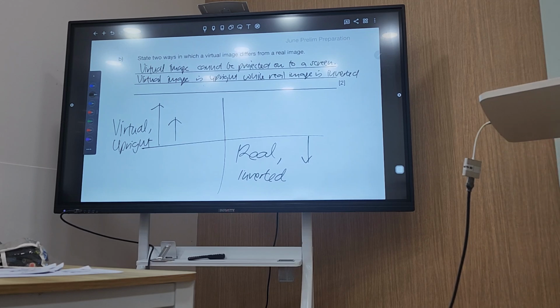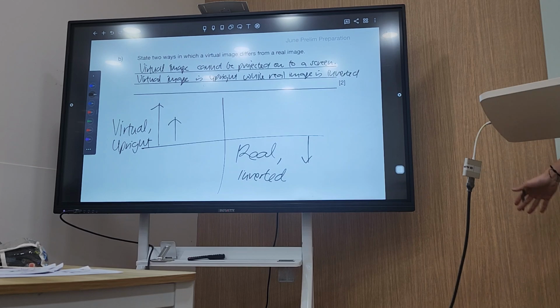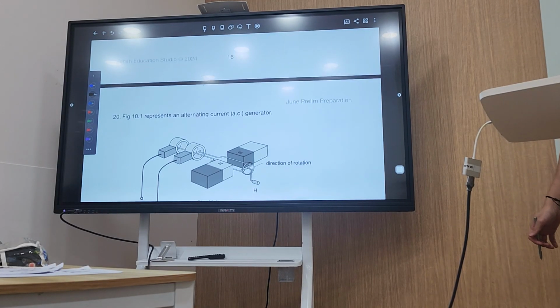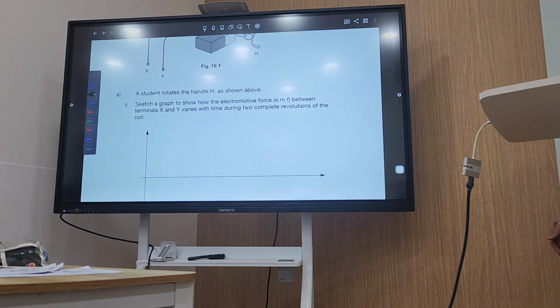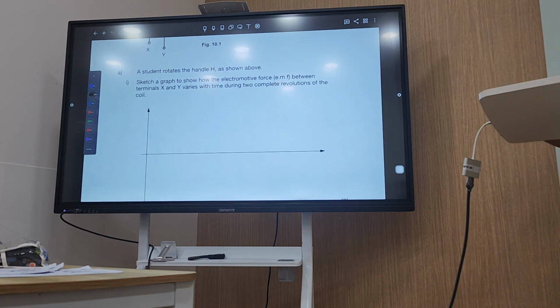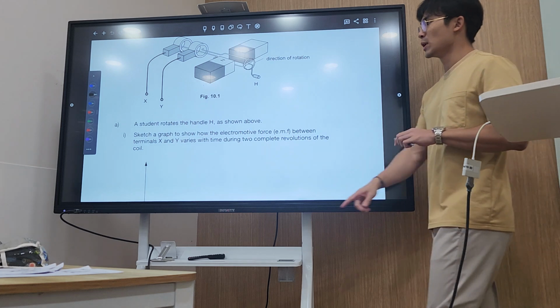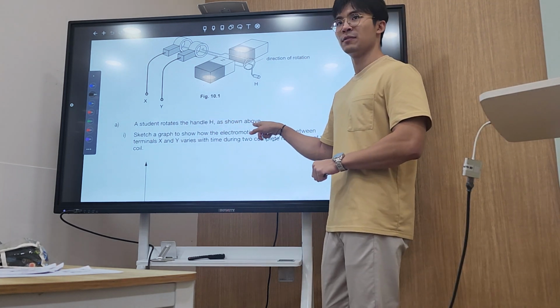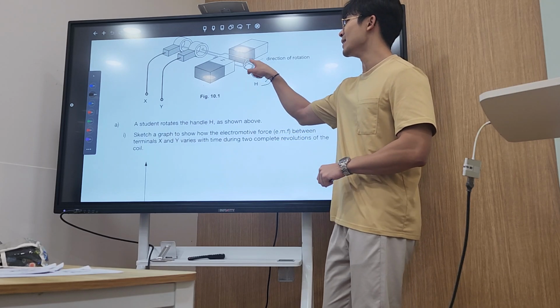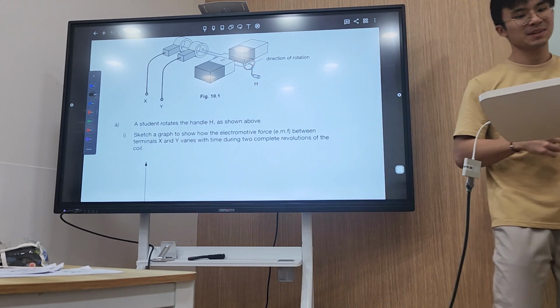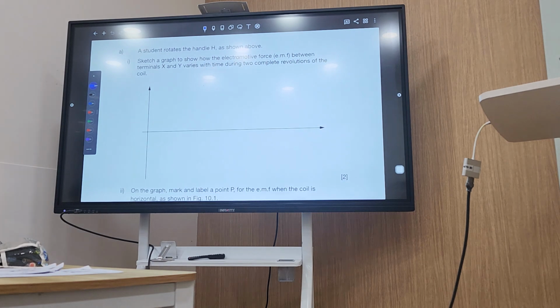Question? Alright, good. Let's move on. Alternating current. Sketch a graph to show how the EMF between X and Y varies between two complete revolutions. The student rotates as shown above, which is how I am starting. Your graph will look like this.